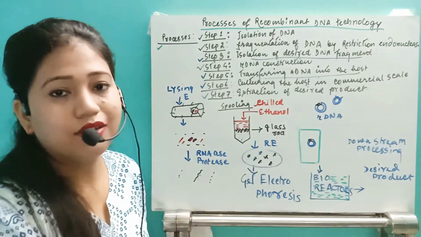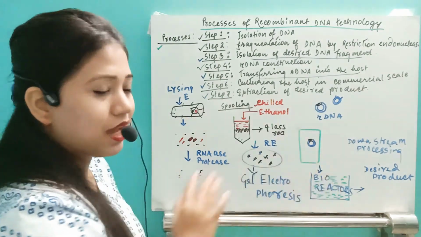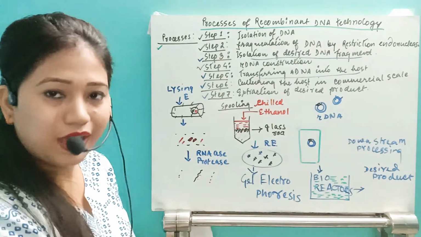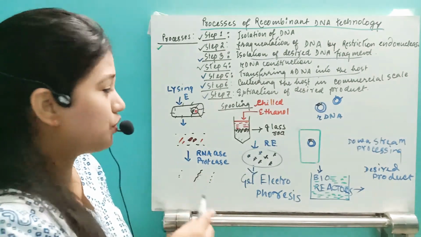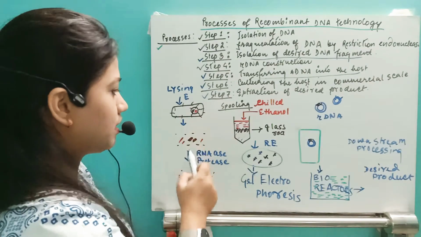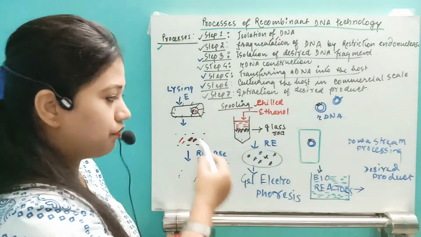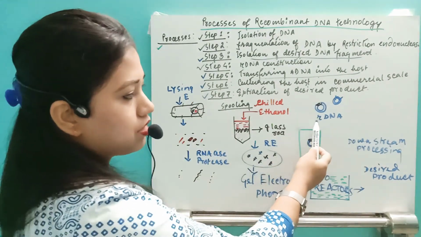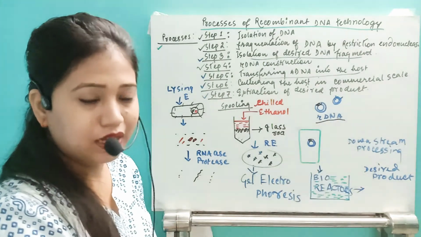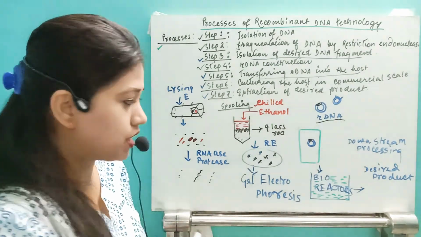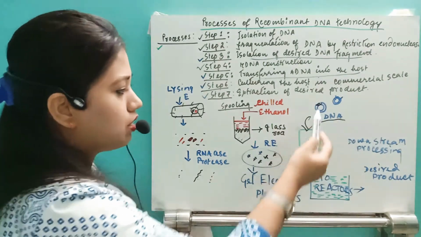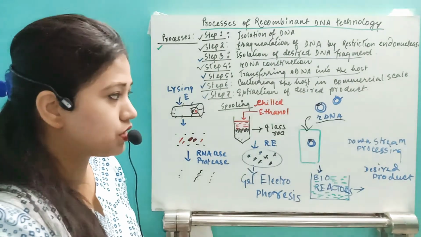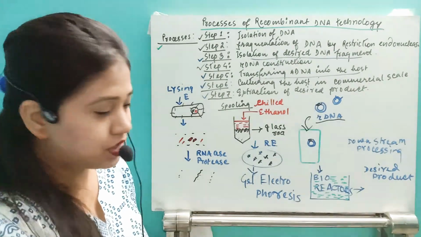Now, after that, lots of things we have discussed. Like here we have discussed these things. That means lysing enzyme we have to add. Then after that, construction of rDNA, how the rDNA will be constructed, we have discussed that also. Then how the host can be penetrated with the rDNA, we have discussed that also.